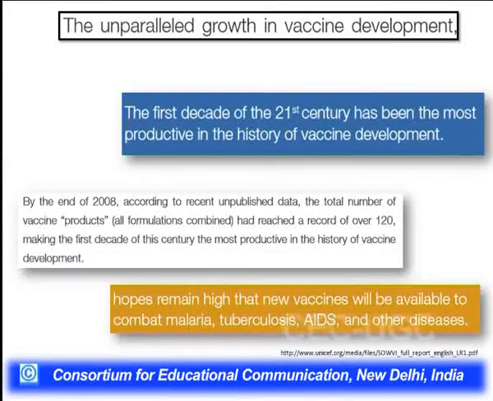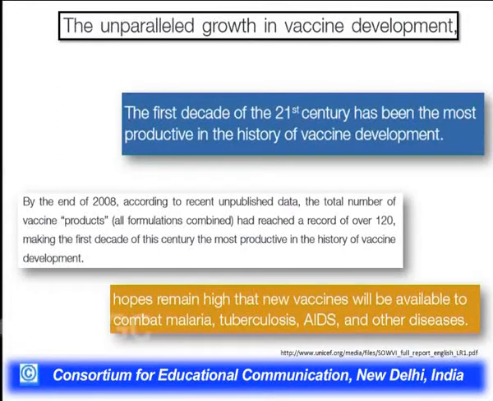Now, there has been a lot of unparalleled growth in vaccine development. The first decade of the 21st century has been the most productive in the history of vaccine development. About 120 vaccines are in the pipeline, under the development process, and vaccines for most of the incurable diseases such as HIV, tuberculosis, and malaria are also in the pipeline. We are hopeful that over the next century, or the next few years, these vaccines will come into the market because many of them are showing promising results in their field trials.